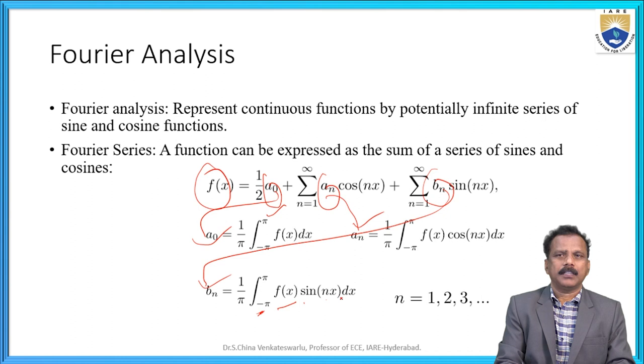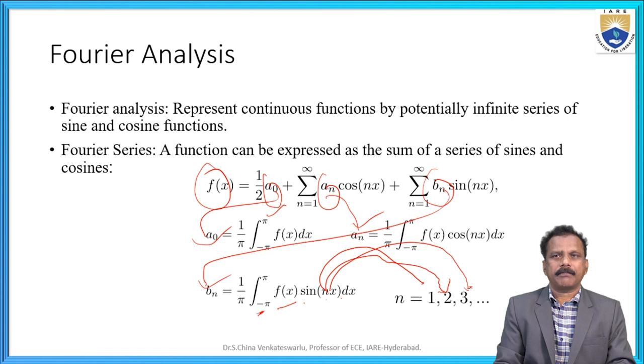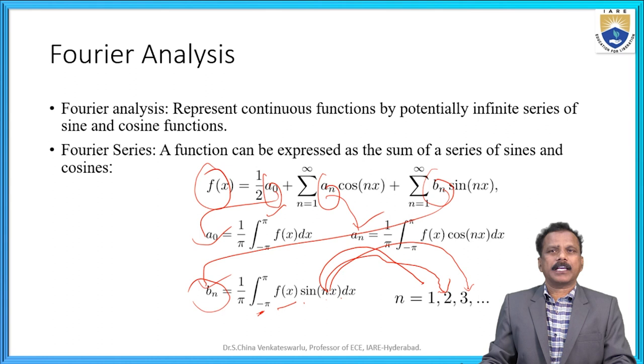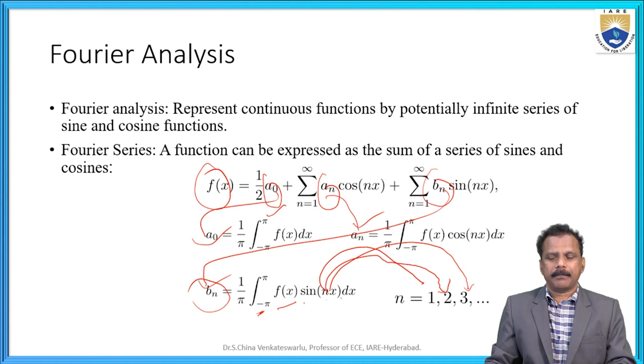But here, substitute n equal to 1. How is the term b n affected? If n is equal to 2, how is it affected with the b n value? And where n is equal to 3, how is it affected with the b n value? Finally, we can write that a function can be expressed as the sum of a series of sines and cosines. Okay, next come to the Fourier transform.